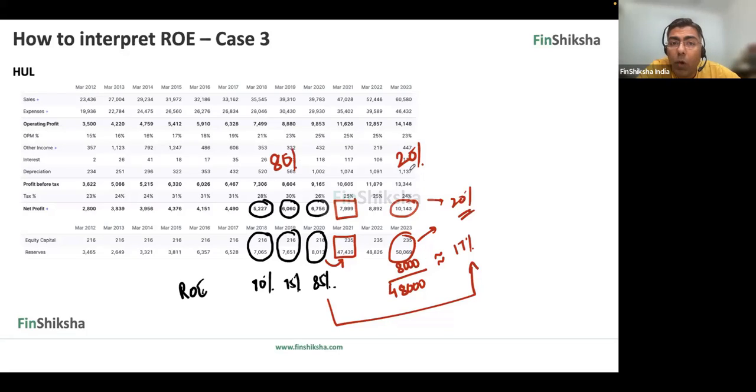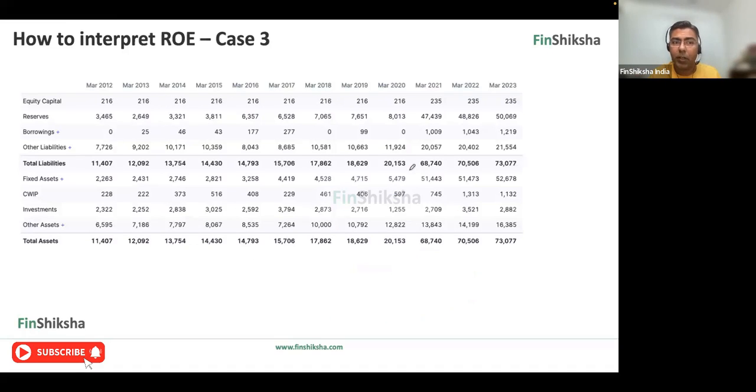Now comes the question, what happened here? So two things. If you're aware of this particular case, then you will probably remember that HUL went and acquired the business of GSK Consumer. Horlicks and Boost was basically acquired by HUL. And when they acquired this business, they acquired it by issuing HUL shares. So if you look at HUL's balance sheet, which is available here, you will note that in 2021, when this transaction happened, you see a large jump in fixed assets.